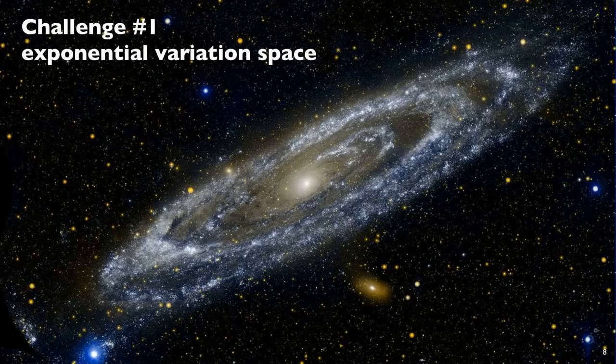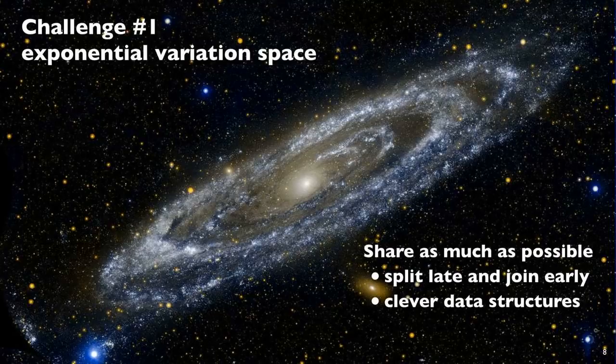So the first challenge that comes in here is that the space of potential variance grows exponentially in the number of dimensions that you have. In the worst case, this is obviously very bad. So the trick to doing this is, first of all, to share as much as possible. So we don't want to introduce choices until we absolutely have to. So that's what I mean by splitting late. And anytime we have two alternatives that converge to the same value, we want to eliminate choices as soon as we can.